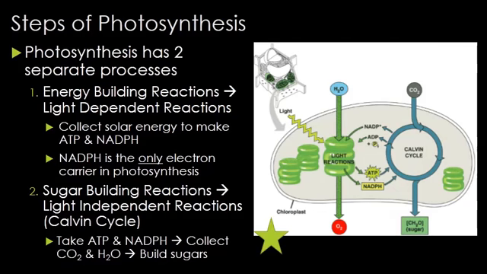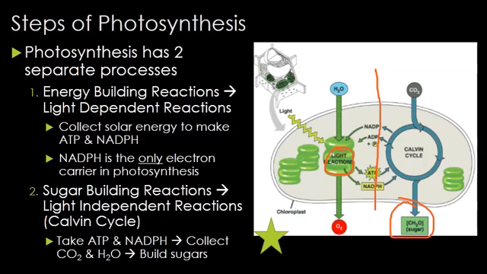If you take photosynthesis, you can really just split it in half right down the middle. On the left, you have the light reactions, which are the energy building reactions. The light dependent reactions is the more current name. And on the right, you have the Calvin cycle, or the light independent reactions, or the sugar building reactions. So the left makes energy, the right makes sugar.